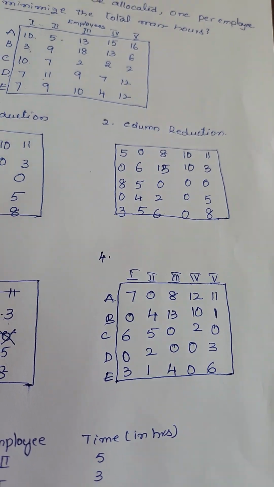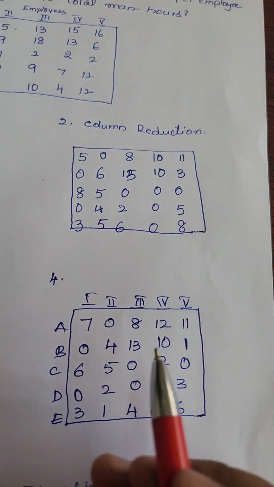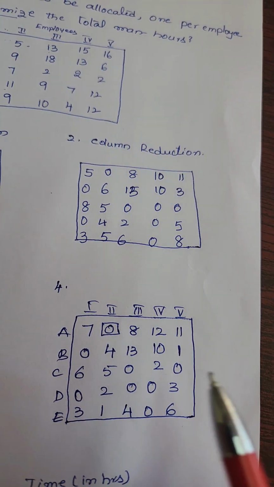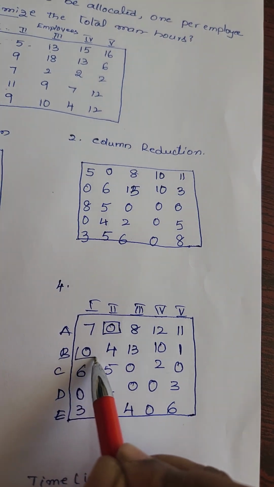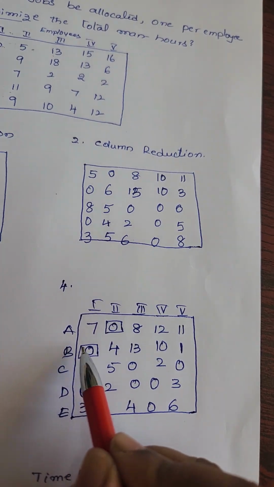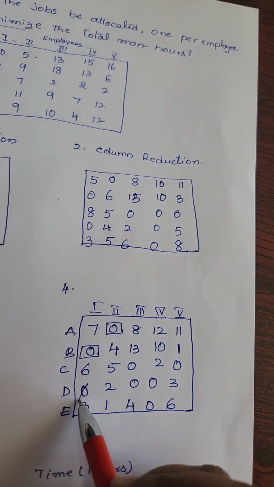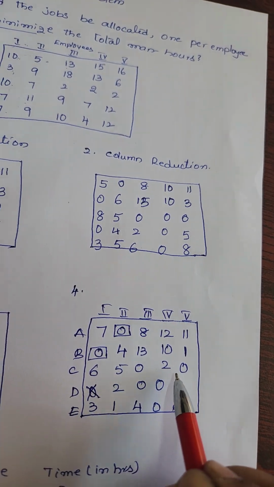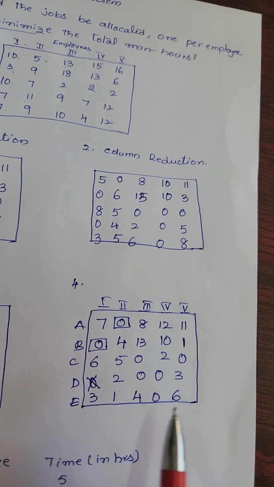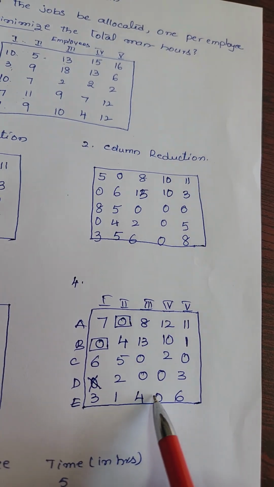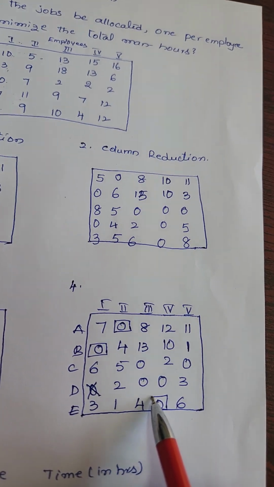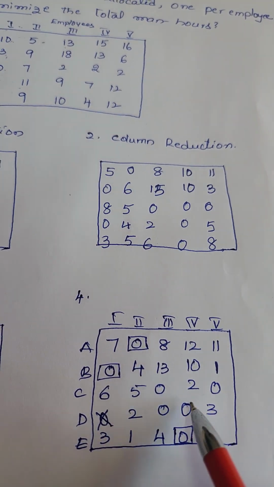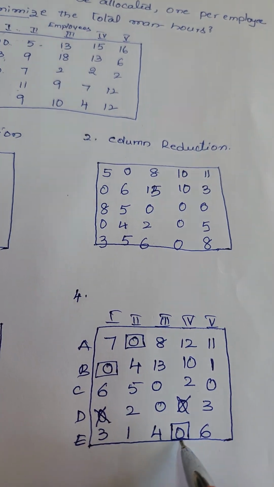Now again assign the zeros. First observe this first row. Single 0 is there, assign that single 0. Now here single 0 is there, assign this single 0, and in the corresponding column another 0 is there, strike off that 0. In here we have 2 zeros, so leave this, and here we have 2 zeros, leave this. Here we have a single 0, so assign this single 0. Since we are assigning in the rows, strike off the zeros in that corresponding column.